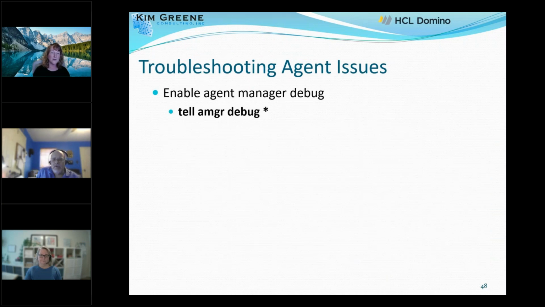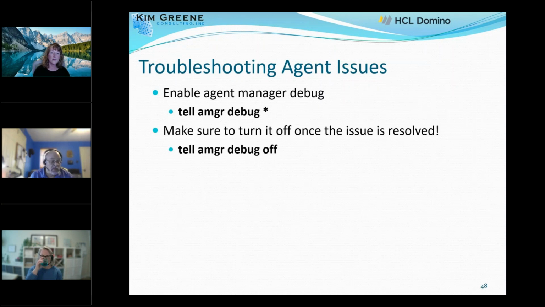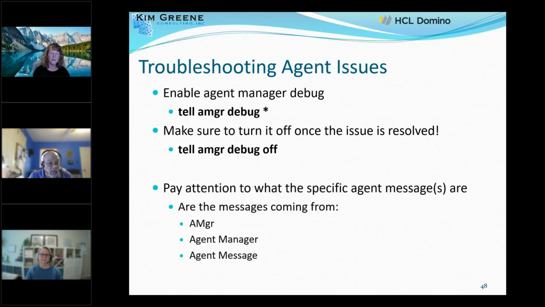Anytime you're trying to debug what's going on with a particular agent, I highly recommend you turn your agent manager debug on, and you can do that with tell AMGR debug asterisk, and that's going to enable all of it. That's going to tell you a lot of information about what's going on when the agent runs. Make sure to turn it off once you're done using it. There's no reason to fill up your log with information you're not going to need. To do that, just tell AMGR debug off.